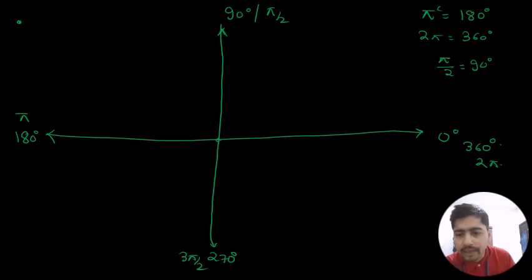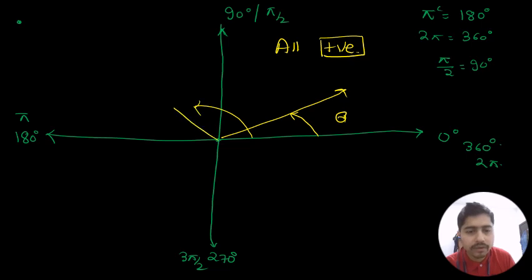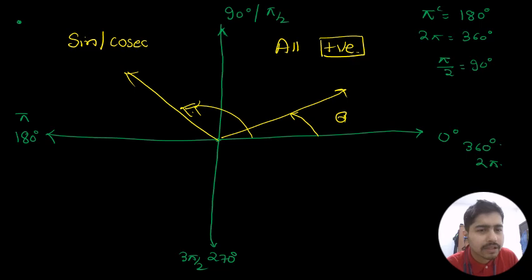Now when the angle is in the first quadrant, meaning 0 degree to 90 degree, in this case all trigonometric ratios are positive. Now when the angle is moving into the second quadrant, meaning the terminal ray is in the second quadrant, in that case only sine and cosec are positive, and the rest are negative.